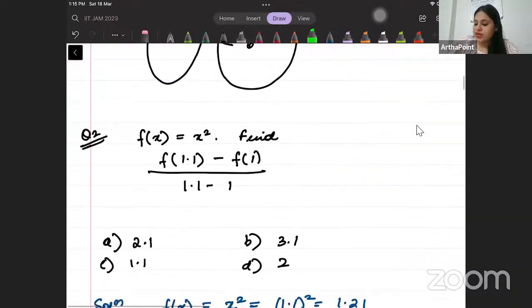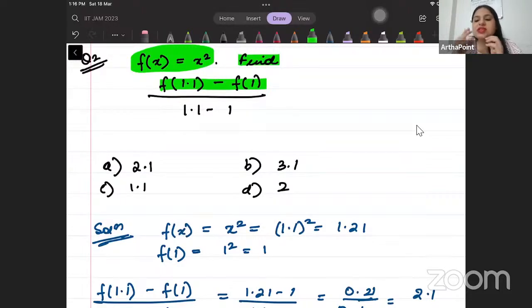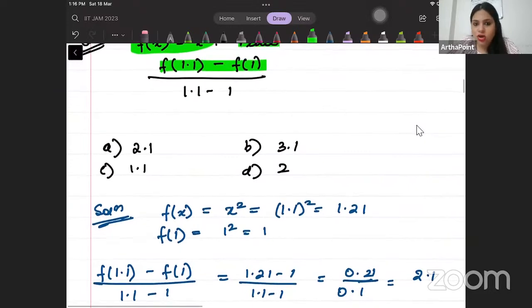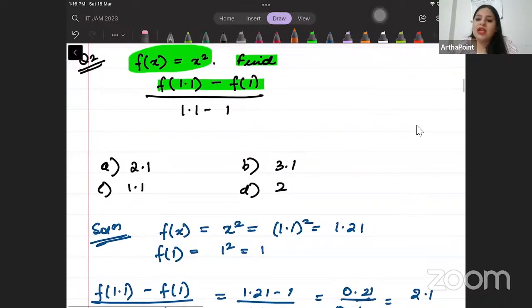Okay, let's go to the next question. You are given f(x) is equal to x squared. Find f(1.1) minus f(1) upon 1.1 minus 1. Now, the easiest way to do this question is simply to find the value. We know this is the definition of derivatives, right? So we could have done that also. There is nothing wrong in that. But because this is so easy, I would always prefer to just put the value and check.